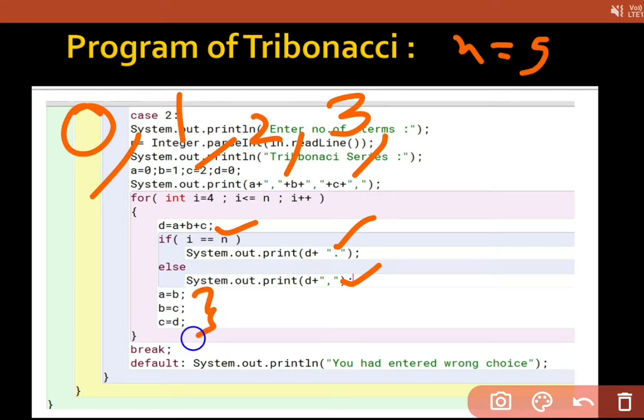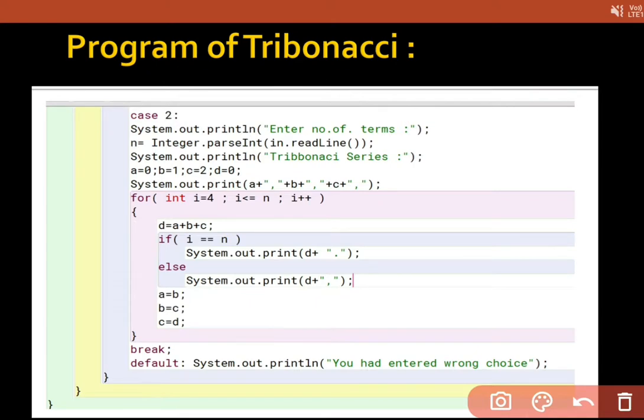Again see, the terms were exchanged. Now it becomes A, it becomes B, it becomes C. And we are adding A, B, C again. What will happen? 3 plus 2 plus 1. Now it is 6. And D will be displayed. See, this one is D. D will be displayed here. And now we are having our 5 terms with us.